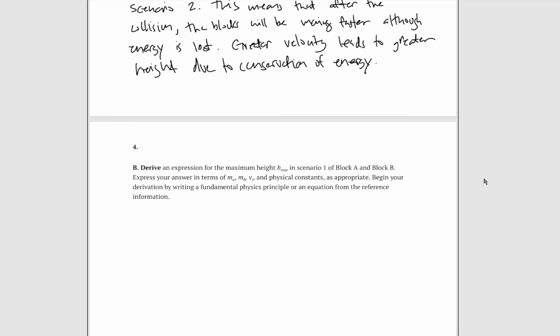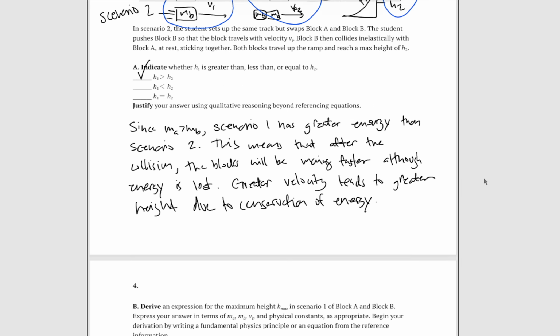Derive an expression for the maximum height, h max, in scenario 1 of block A and block B. Express your answer in terms of MA, MB, VI, and physical constants as appropriate. Begin your derivation by writing a fundamental physics principle or an equation from the reference sheet. So now we can just deconstruct what we did here.